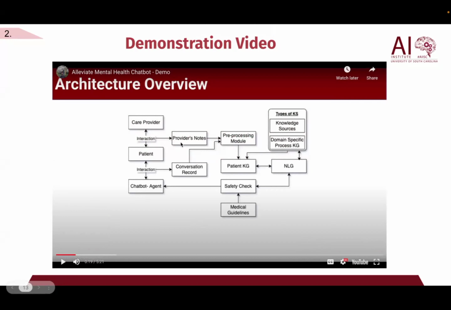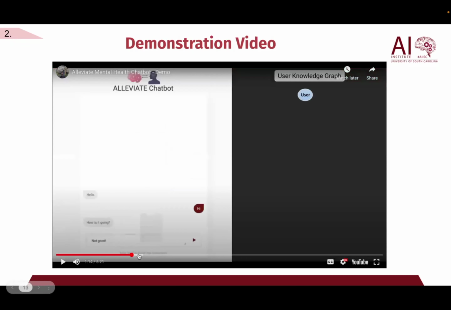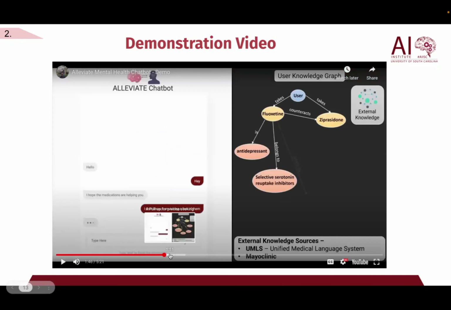It operates on the initial set of provider notes from, say, the first meeting with the therapist and the current ongoing conversation record. And so here is an example of a conversation that's going on. I'll show one final snapshot of it. Here, when the person is talking about their procedures for handling their depression, they talk about a particular antidepressant, fluoxetine. They also mention that the medication is having some adverse effects on them.